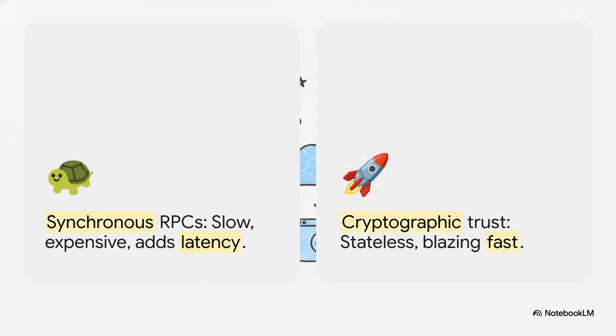This shifts your entire architecture in a massive way. Synchronous remote procedure calls are slow, they're expensive, they add like 50 milliseconds of latency, and they scale based on your very expensive origin server. But when you switch to cryptographic trust, it's stateless, it is blazing fast, and it scales infinitely with your CDN edge nodes. You literally eliminate 500 million expensive backend calls every single day.